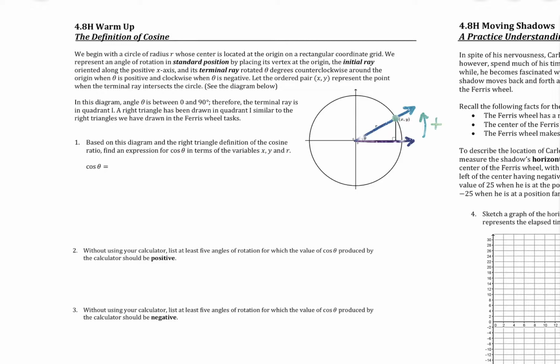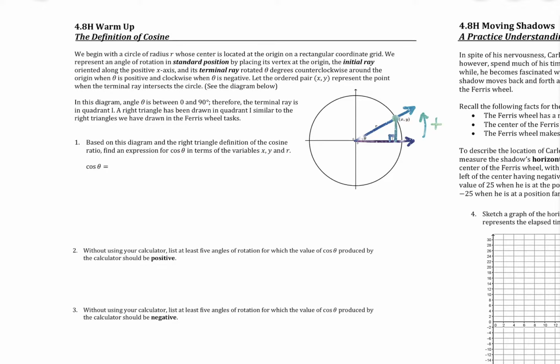In this diagram, angle theta is between 0 and 90. Therefore, the terminal ray is in quadrant 1. A right angle has been drawn in quadrant 1, similar to the right angles we've drawn in the Ferris wheel task. So we're talking about this little right triangle right here. So based on this diagram, what is the cosine?